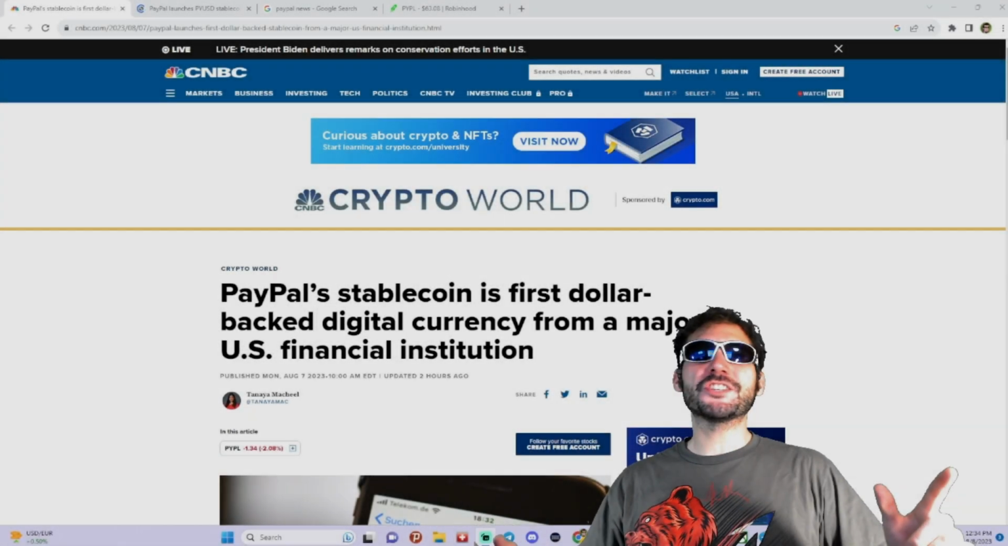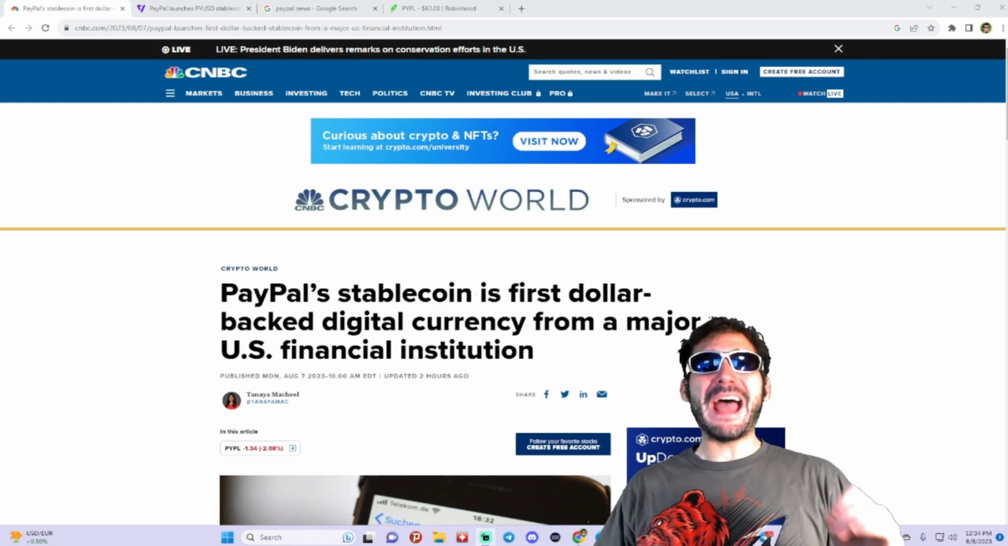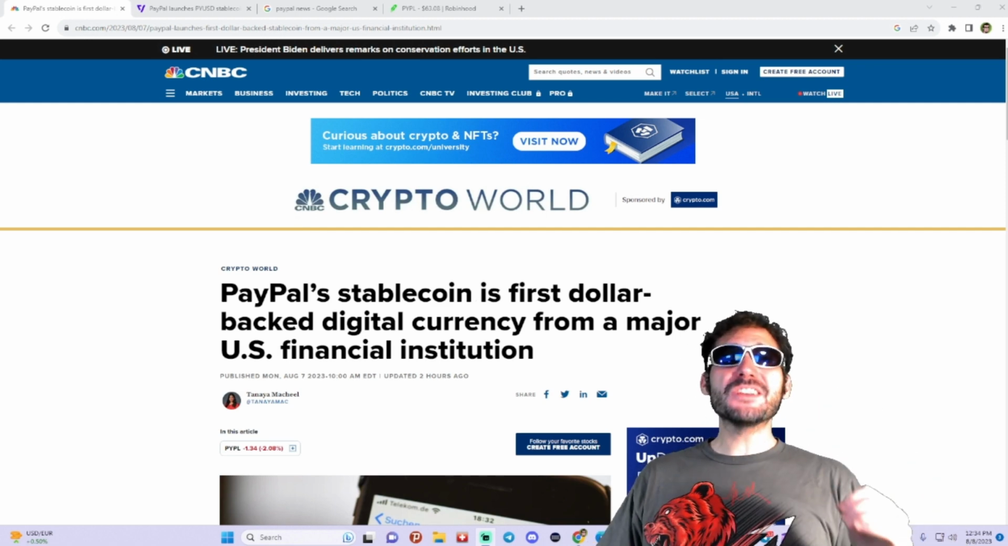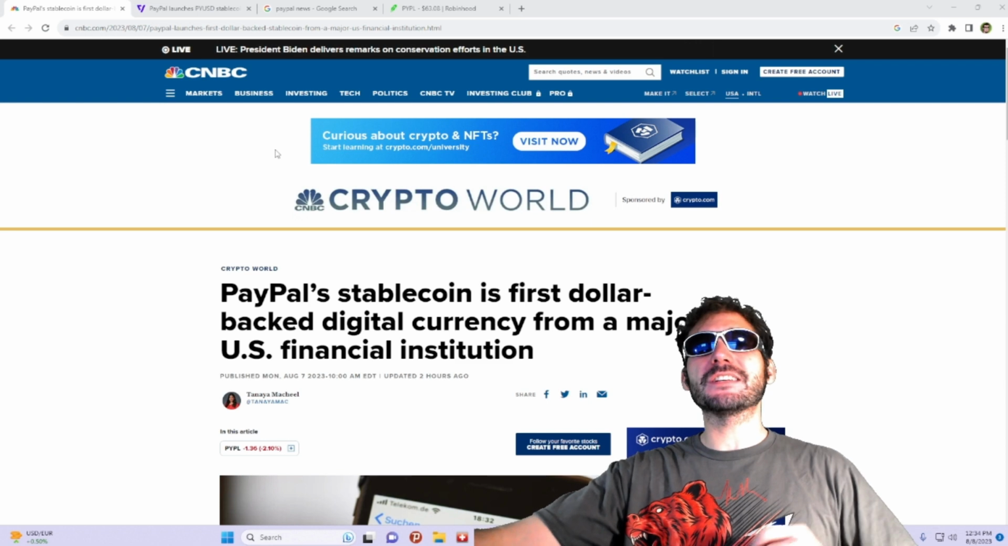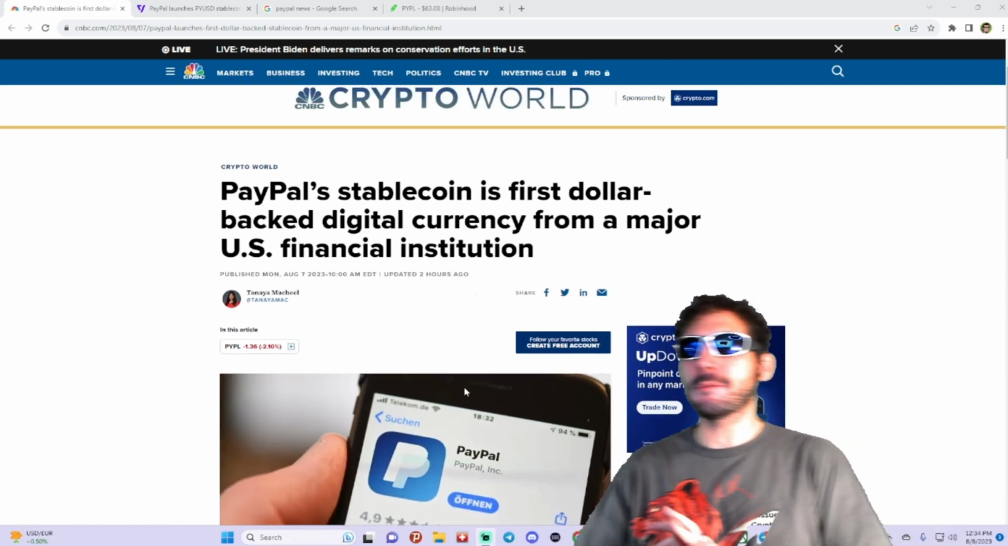PayPal to launch its own stablecoin, the first digital backed dollar from a major U.S. financial institution. This is going to be huge, guys. Huge news, especially for the crypto scene, for the crypto enthusiasts.